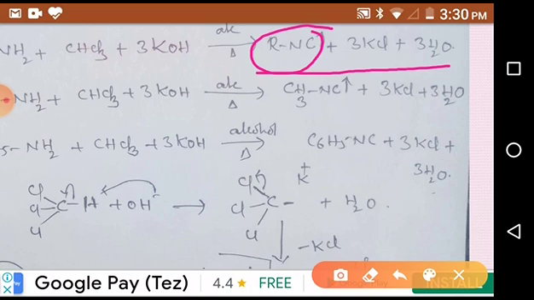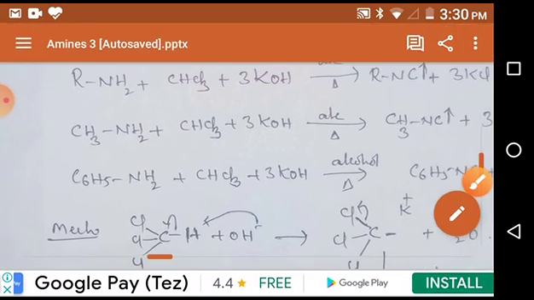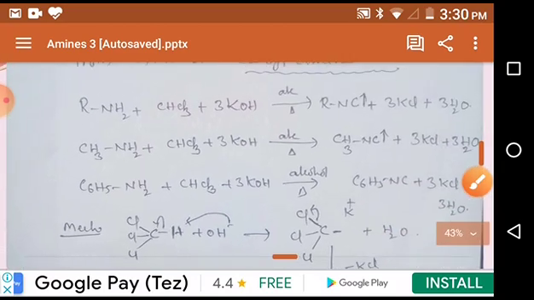So, for example, what is the example? Amines, I told you, primary amines. So this is methylamine.